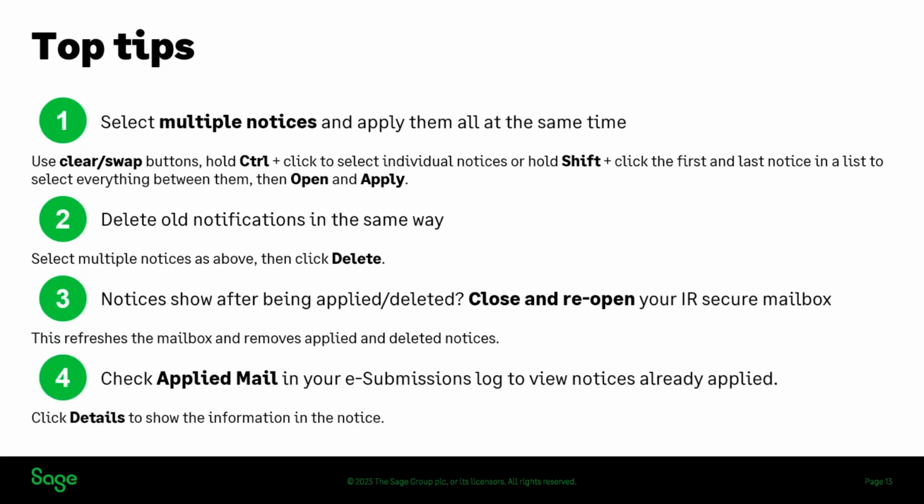And last but not least, a reminder of where to check what you've already applied via the mailbox. You can check the Applied Mail tab in the eSubmissions log to view the details of the notices already applied. So once they've gone, go into the log, Applied Mail tab, click Details, and you'll see all of that information within the notice.